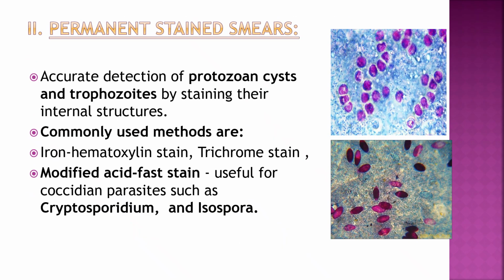The second method is the permanent stain smears. It is done for detection of protozoan cysts and trophozoites by staining their internal structures. The common methods are: first, the iron hematoxylin stain or trichrome stain, and modified acid-fast stain. It is useful for the coccidian parasites like Cryptosporidium and Isospora. In that, 0.5% acid, that is H2SO4, is used, and that is why it is called modified acid-fast stain. And these parasites are mostly opportunistic infections in HIV patients.